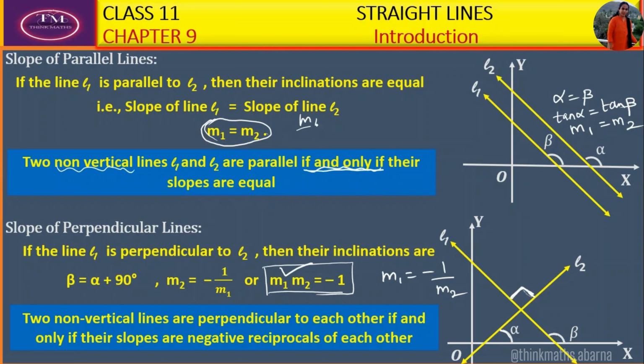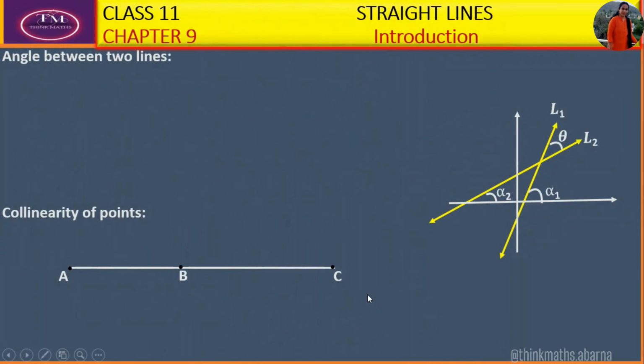That is, m1 by m2 is equal to 1. If the slopes are perpendicular, then m1 into m2 is equal to minus 1. Okay, clear? So these are the slopes of parallel and perpendicular lines. So let us move on to the next topic.